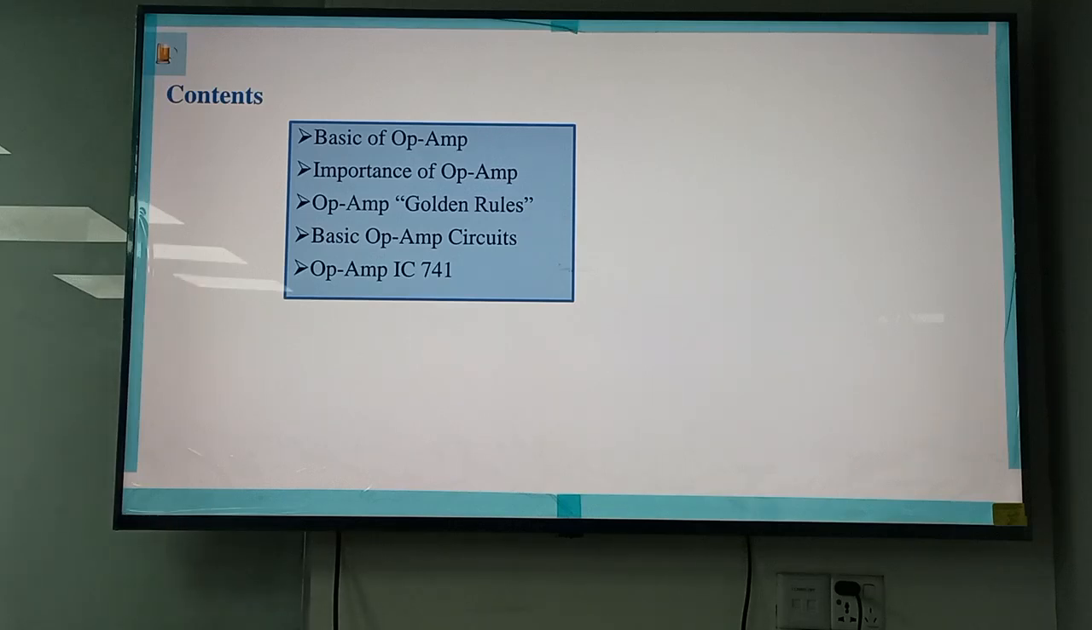Okay, so this is what I discussed before, but in today's class I will recap everything. Then in the next class I will move on to intermediate-level circuit analysis for operational amplifiers, and we will discuss some basic op-amp circuits. These are nothing but the inverting and non-inverting op-amp circuits. After that, I will discuss the op-amp IC741 that we will use in our lab for conducting experiments. Okay, so these are the contents.